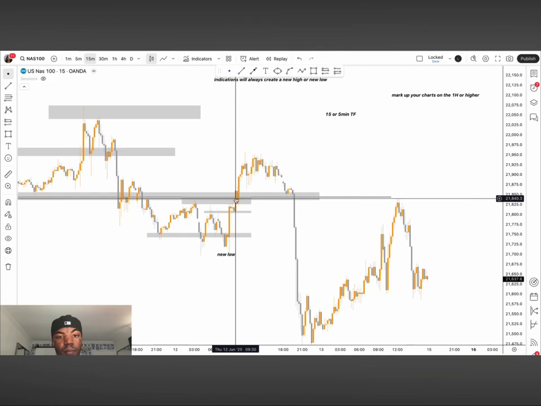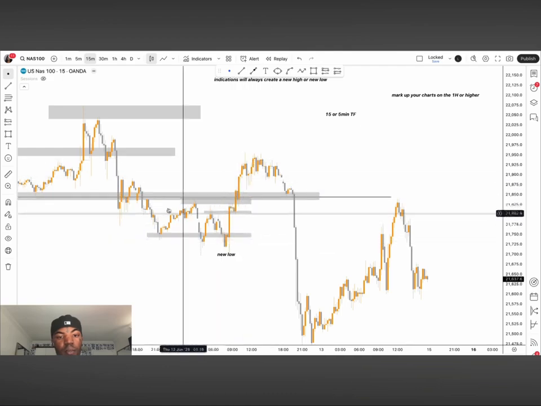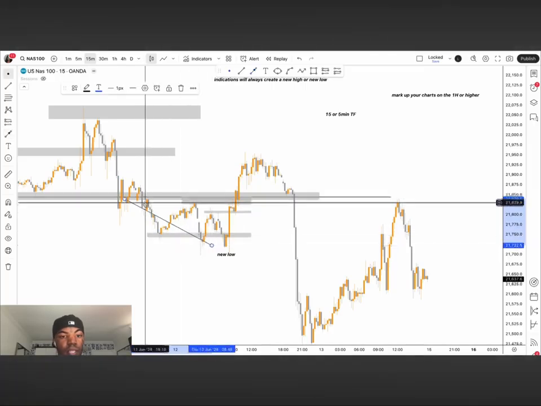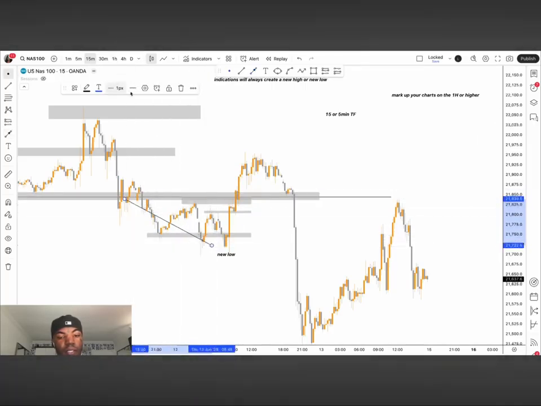So as we see here, price goes up on the correction. So we have our indication. So this whole move right here is the indication based off that 1 hour time frame.